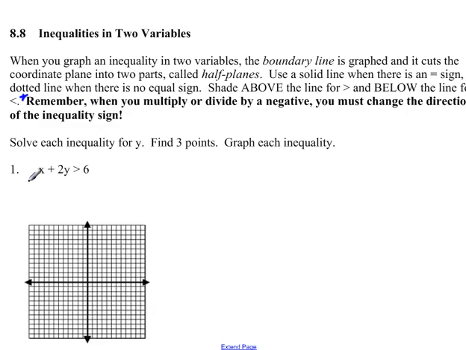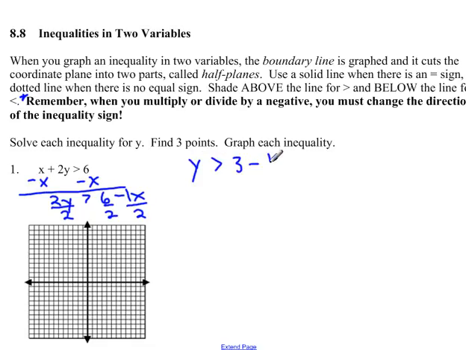Okay? So I'm going to subtract the x. That's going to give me 2y greater than 6 minus x. Remember the number in front of that y there. Divide everything by positive 2. Since I'm dividing by a positive number, I do not flip the inequality, and that becomes y greater than 3 minus 1/2 x. Okay, so you've solved for y.